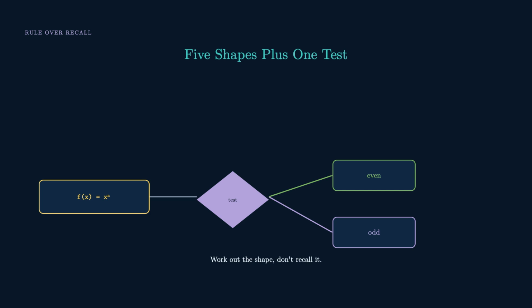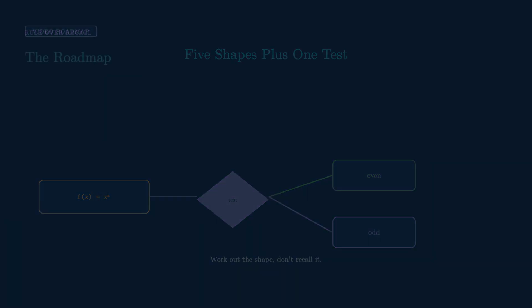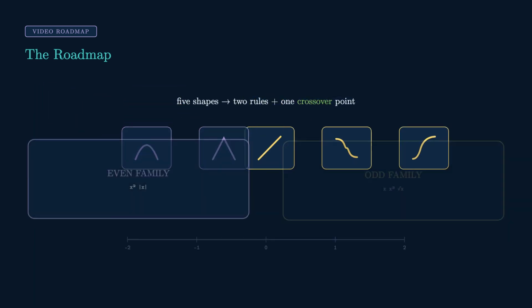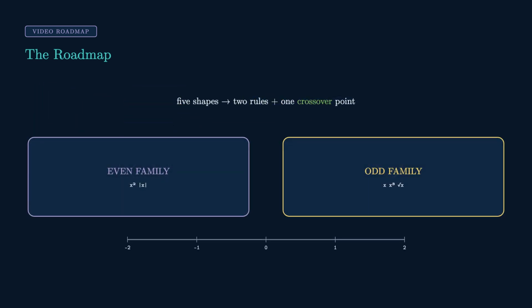And it collapses even further than 5. Here's where we're headed. Those 5 shapes fold down into 2 families, even and odd. And the whole ordering story hinges on one point, plus or minus 1. 5 shapes become 2 rules in one crossover. Everything from here is filling in that picture, starting with why powers of x behave so predictably.